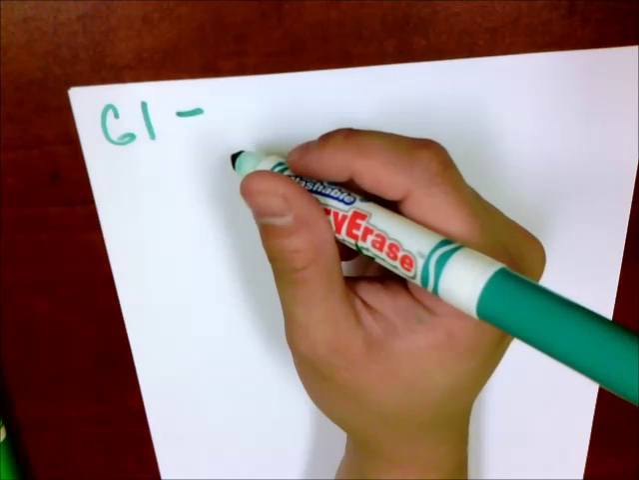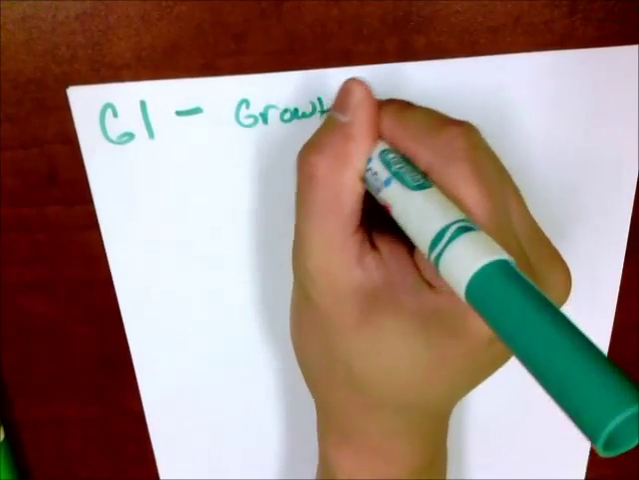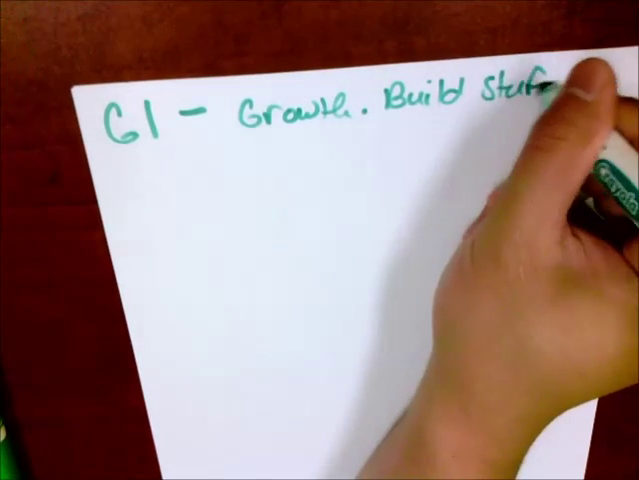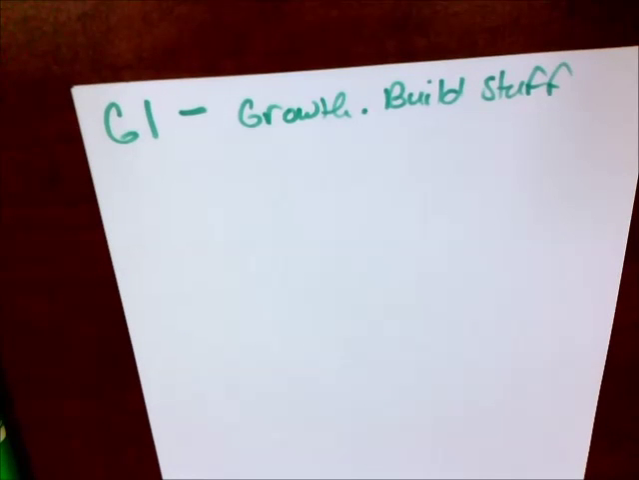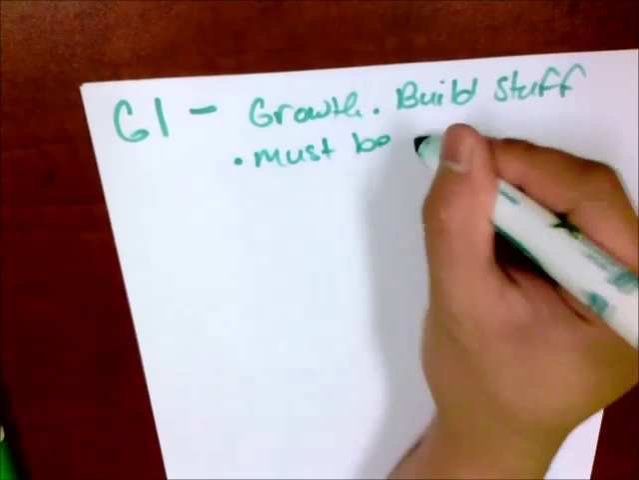G1 is just a growth phase. They're going to build up new proteins. That's it. So this is the growth phase. It just builds stuff. We've talked about this before, so I'm not going to stress it too bad. But this is where the cell decides all sorts of different things, like what they can do and what they can't do, etc. So G1 phase is really all about growth. Nothing's going to happen until you get enough growth. So you have to be big enough. Must be big enough.